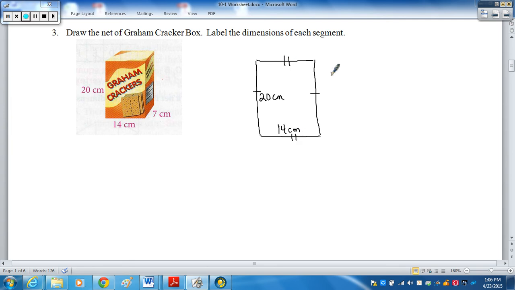Now from that point, I'm going to fold up the top side, fold down the bottom side, and fold out the right side and the left side. The top side has dimensions of 7 centimeters and 14 centimeters. So make those congruency marks there. Now I'm going to make 3 because this is 7 centimeters here. The bottom side, since it's a rectangular prism, will be the exact same.